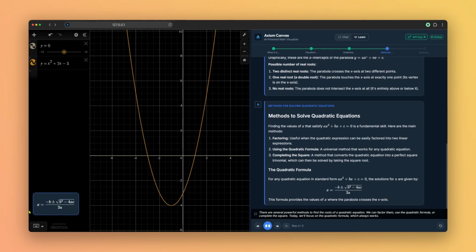There are several powerful methods to find the roots of a quadratic equation. We can factor them, use the quadratic formula, or complete the square. Today, we'll focus on the quadratic formula, which always works.